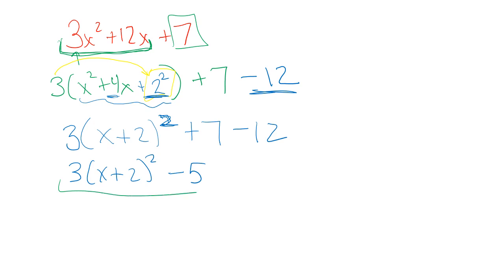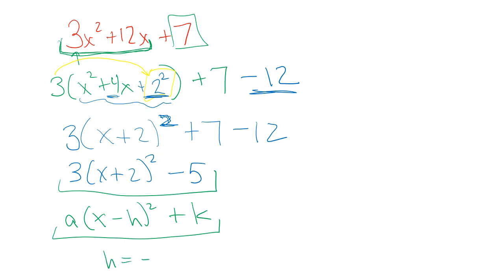This expression is in the a times x minus h squared plus k form. This is now in that standard form. Okay? In which case h would be -2 and k would be -5.